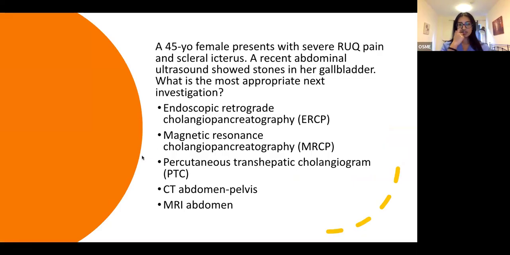Cool. So another question. A 45-year-old female presents with right upper quadrant pain and scleral icterus. A recent abdominal ultrasound showed stones in her gallbladder. What is the most appropriate next investigation?